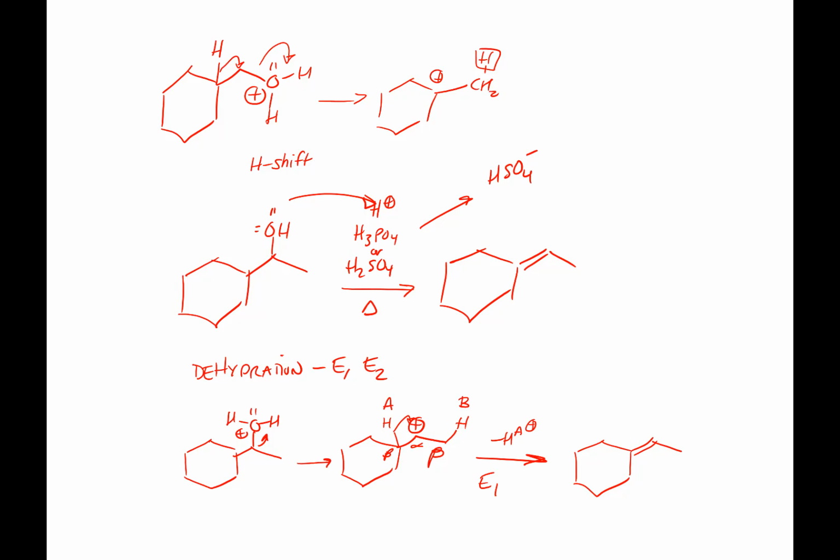If I tried to do this with HCl, as soon as I form the carbocation, the Cl minus would come in and add to the carbocation. So H3PO4 and H2SO4 have lousy nucleophiles as their conjugate bases, and so they are used specifically for dehydration. Most of the dehydrations go by E1, and E1 mechanisms always give the most substituted double bond. So that's how I would make this double bond from that alcohol.